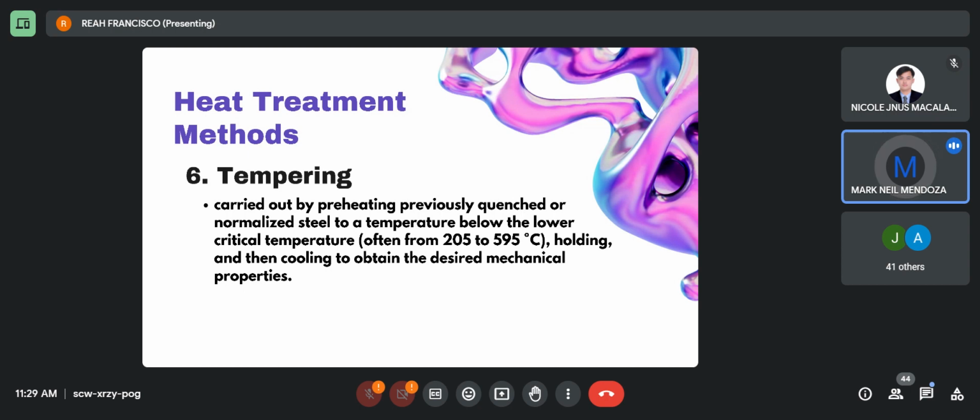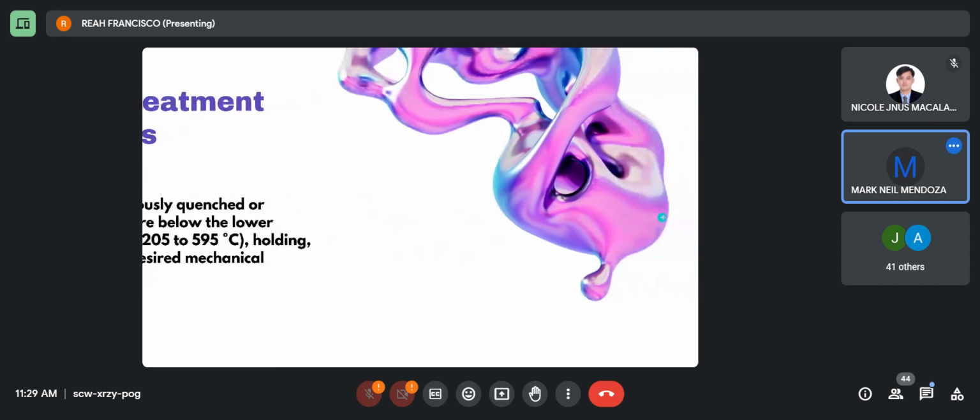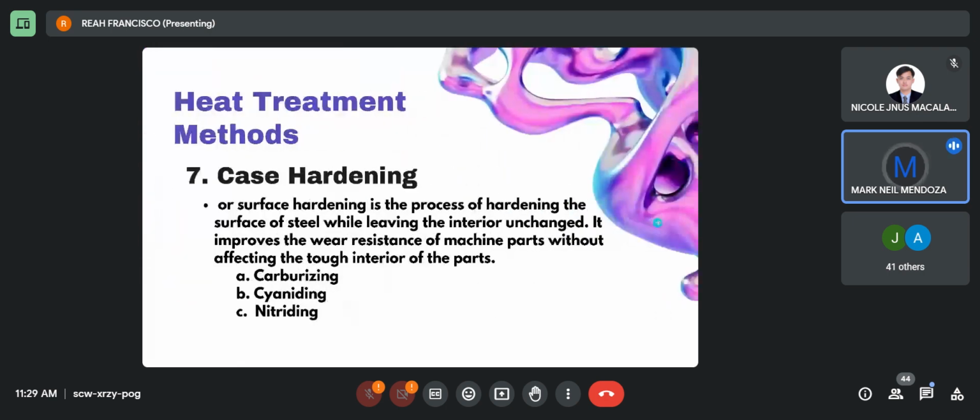Next is the case hardening. Case hardening or surface hardening is the process of hardening the surface of steel while leaving the interior unchanged. It improves the wear resistance of machine parts without affecting the interior of the parts. So in case hardening, there are three types, which are carburizing, cyaniding, and nitriding.